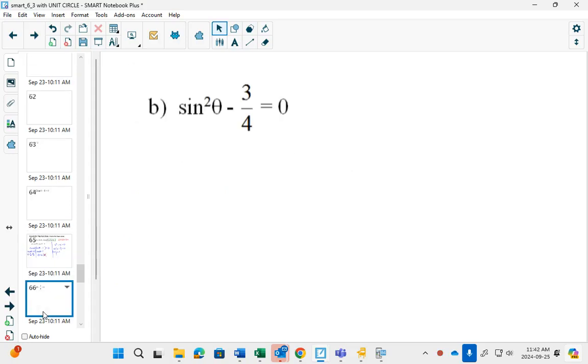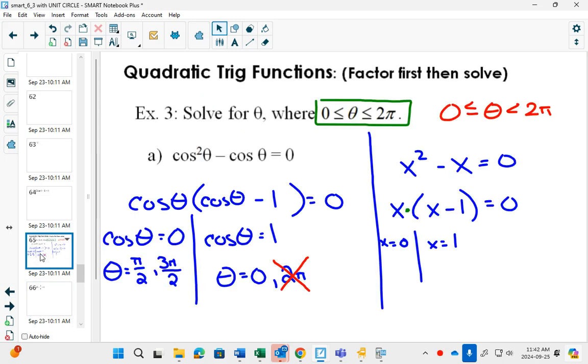What if you complete the square? You could complete the square and then square root both sides with the plus or minus and solve that way. It would work as well. Same thing. It will, but this is easy. Okay.